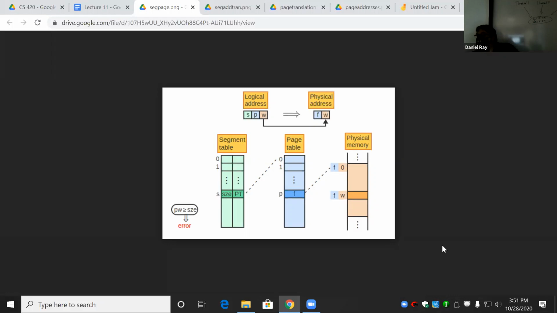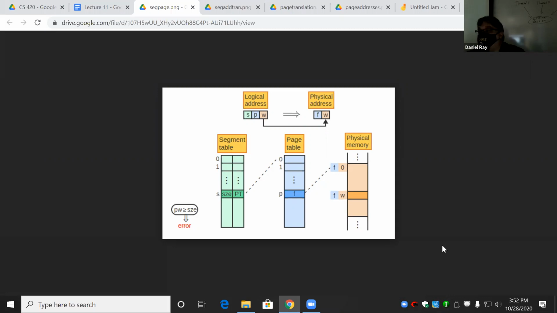And this method does prevent external fragmentation. Again, because we're using fixed size pages that fit inside of fixed size page frames inside physical memory. All right, any questions about this?